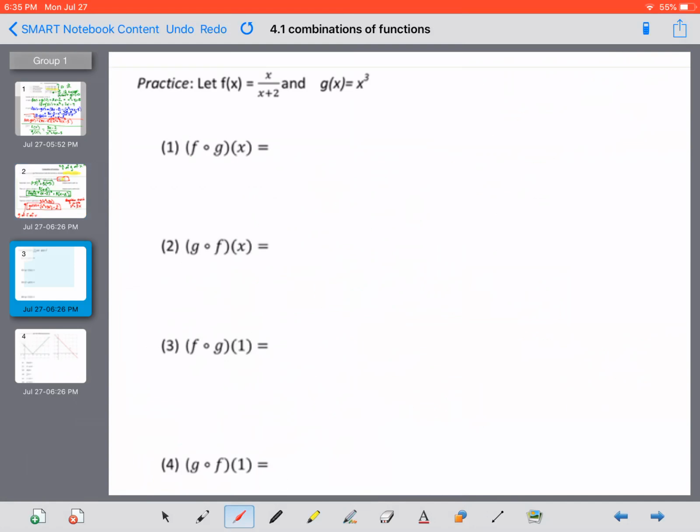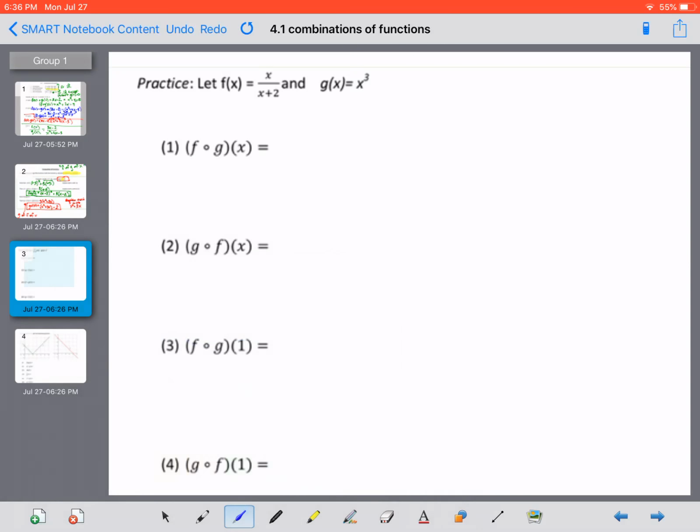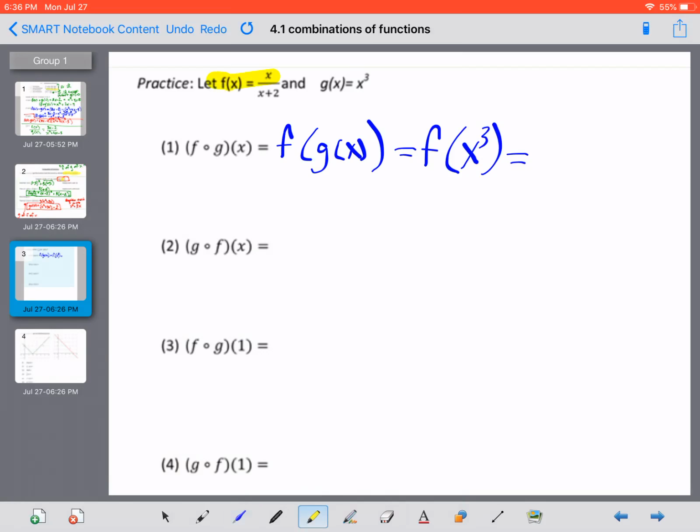Let's say f of x is a function x over x plus 2, and g of x is a function x cubed. So we're going to start off by finding f of g of x, right? Remember, this means g of x getting plugged into the f of x function, which means f of x cubed. So we'll take the f function and replace every instance of x with x cubed. So when I replace every x with x cubed, I'll get x cubed over x cubed plus 2.